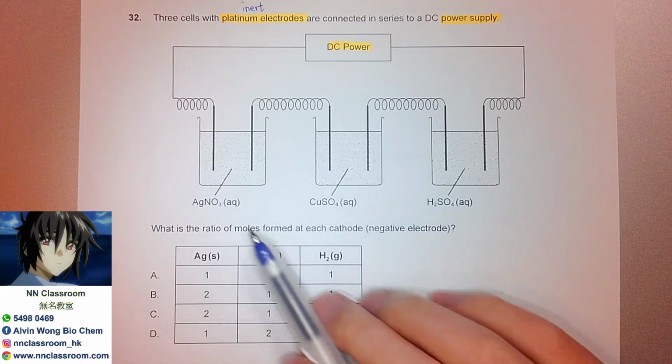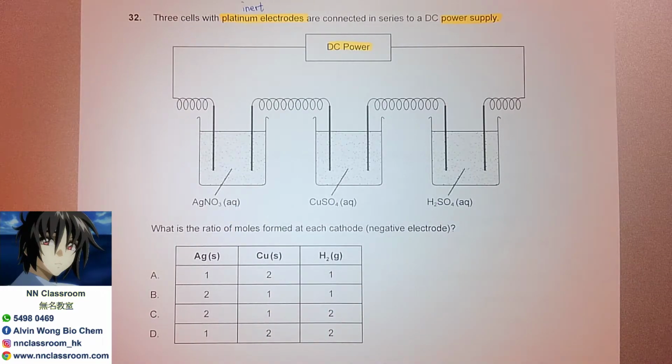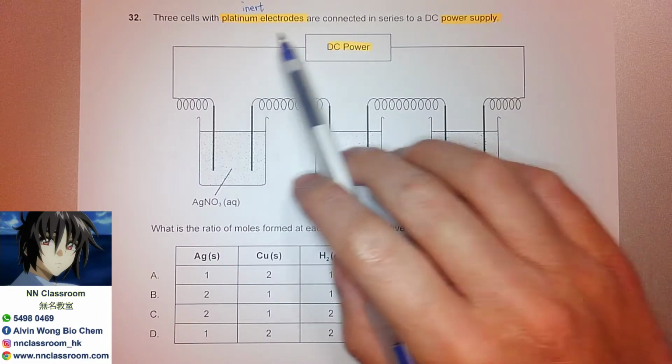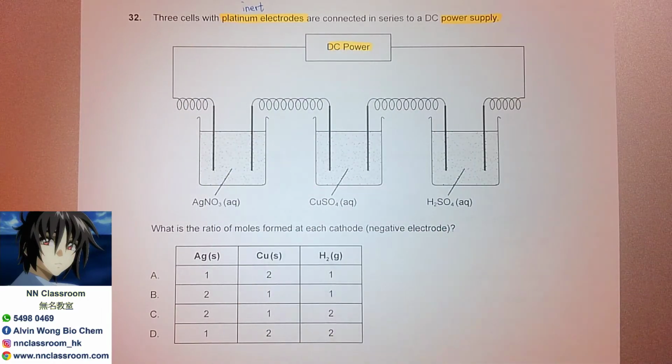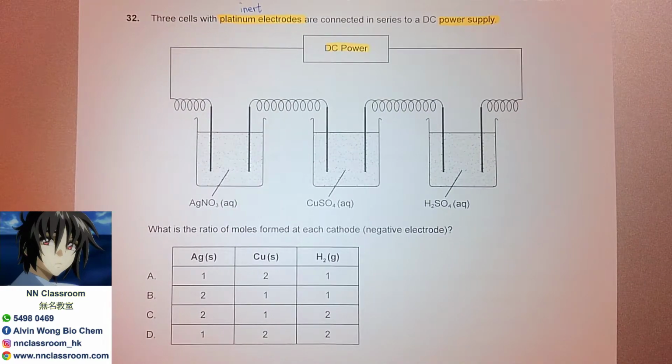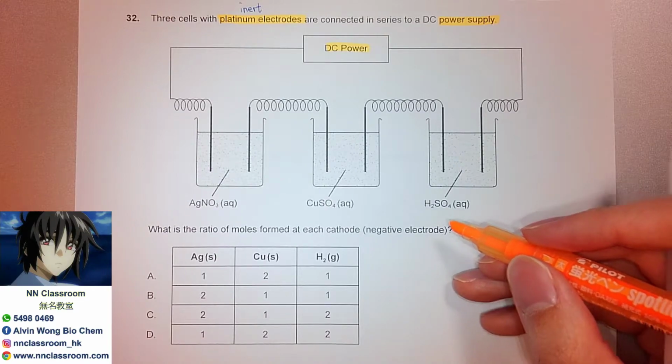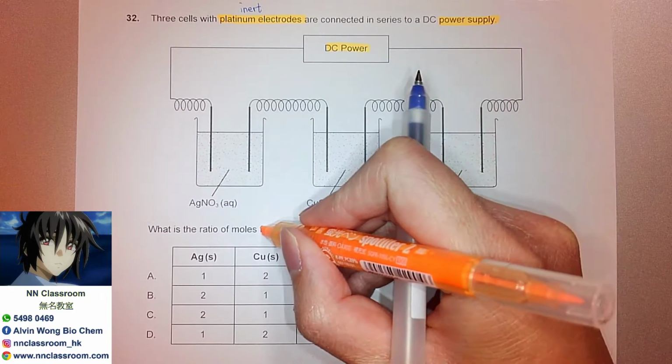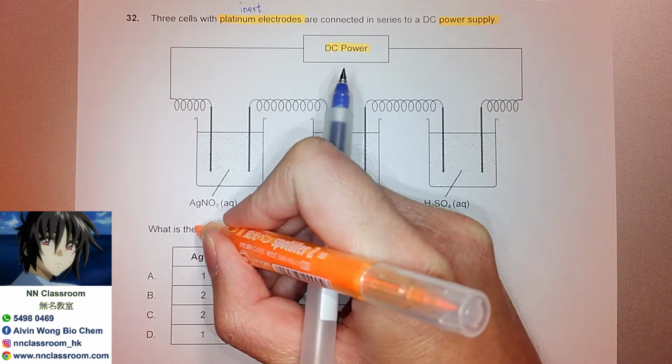So with the 3 beakers of electrolyte, the energy is now pushing down and forcing a non-spontaneous redox reaction to occur. Non-spontaneous simply means not automatically or not naturally occurring, so that's why we push the electrical energy to drive this redox reaction to occur. And it asks, what is the mole ratio of the product formed in each of the cathode? Right, the mole ratio.